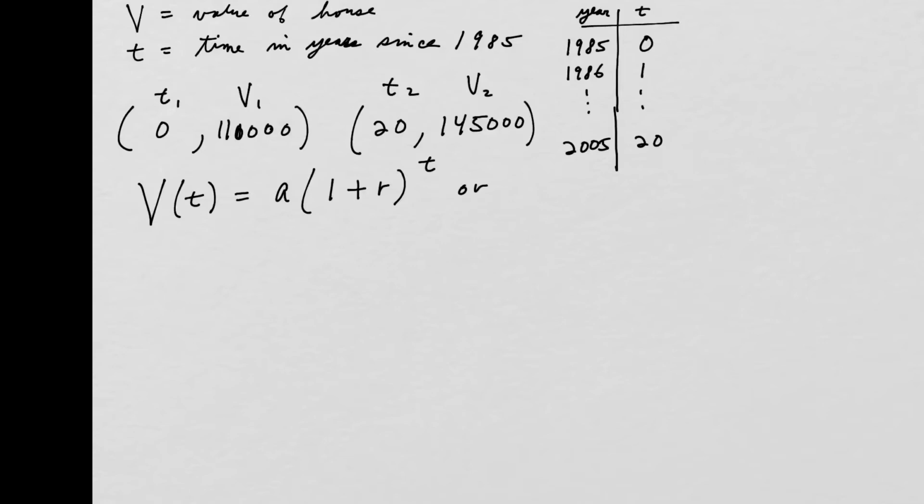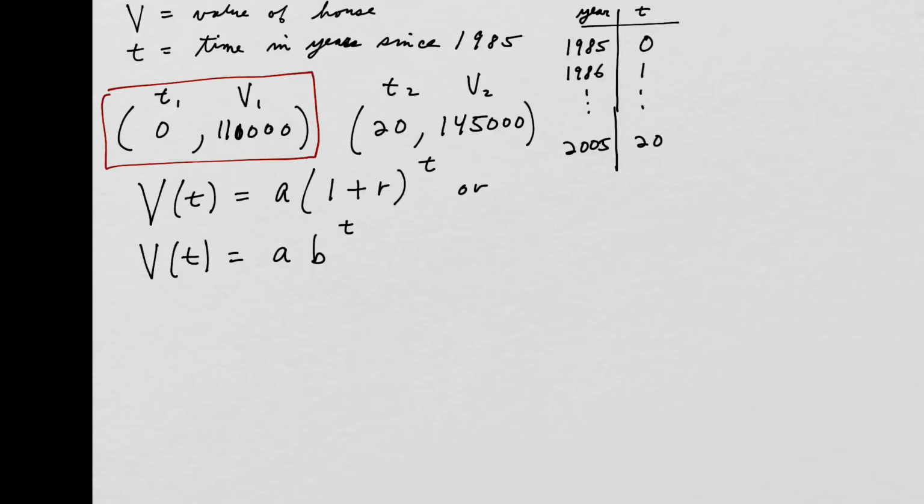Or if I want, I can call 1 plus R, B. That's probably the best way to do it. Just use a B for now. And if we want to figure out R later, we can easily get R once we know B. Okay, so let's plug these two particular points into that function so we can solve for A and B. The whole goal is to figure out A and B, and then we'll have our answer, and we can answer any other question from that.